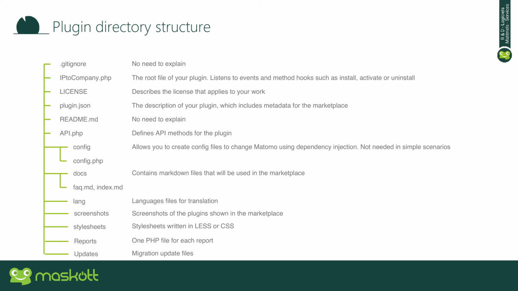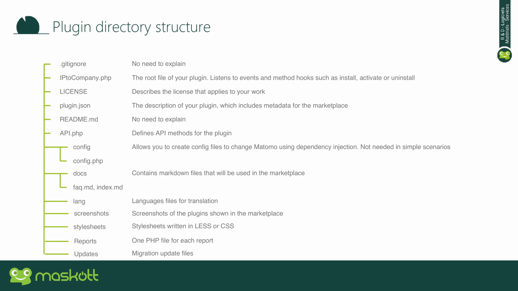So the two key files that are generated during plugin creation are plugin.json, which is the description of your plugin, which includes metadata for the marketplace, and this PHP file, which is the root file of your plugin. And this root file listens to events and hooks such as install, activation or uninstallation. The rest is not needed, but without the rest, your plugin won't do much. So you will very likely have part of the rest or almost everything in this list.